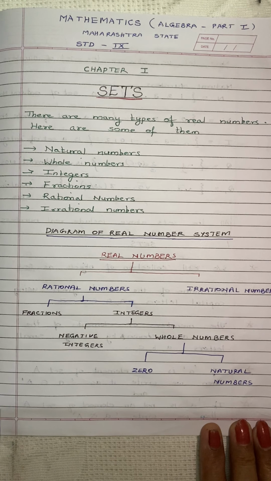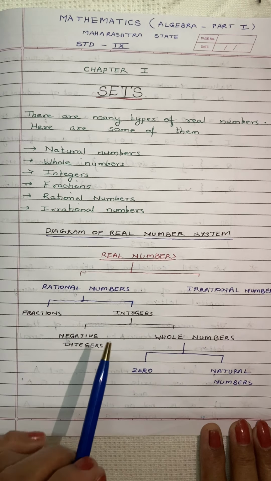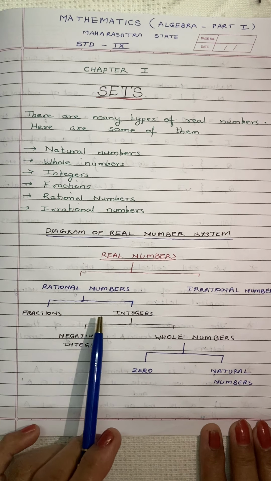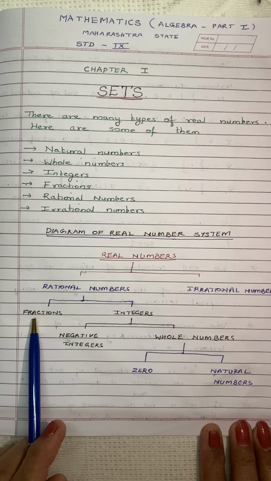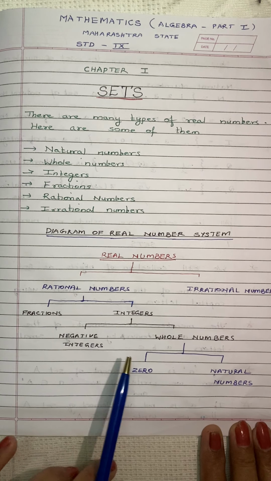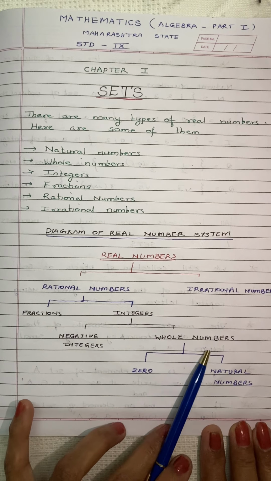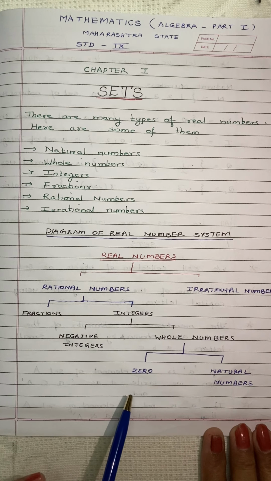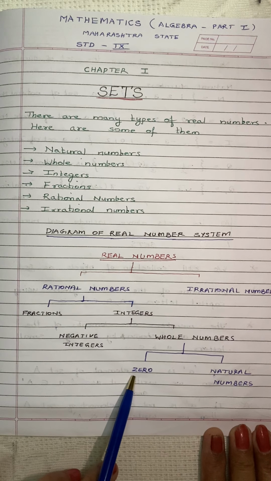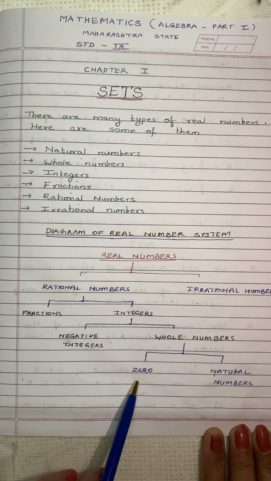Now, the diagram of the real number system. Real numbers are mainly classified into rational numbers and irrational numbers. Rational numbers include fractions and integers. All negative integers and whole numbers make integers. Then whole numbers comprise all natural numbers and 0.